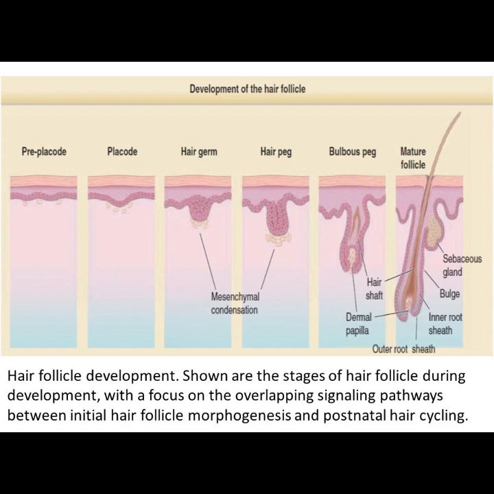Hair follicle development. Shown are the stages of hair follicle during development, with a focus on the overlapping signaling pathways between initial hair follicle morphogenesis and postnatal hair cycling.